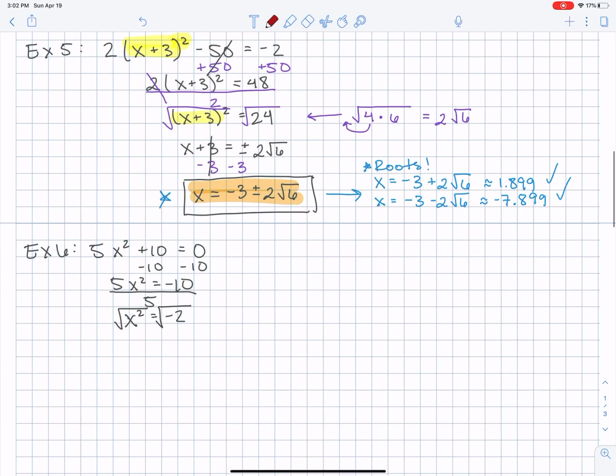I'm going to put this in red. For right now, there's no real solution, because you cannot take the square root of a negative number. So my answer here is that I'm simply going to box this: no real solution, and that's what happens when you try to get the square root of a negative number.